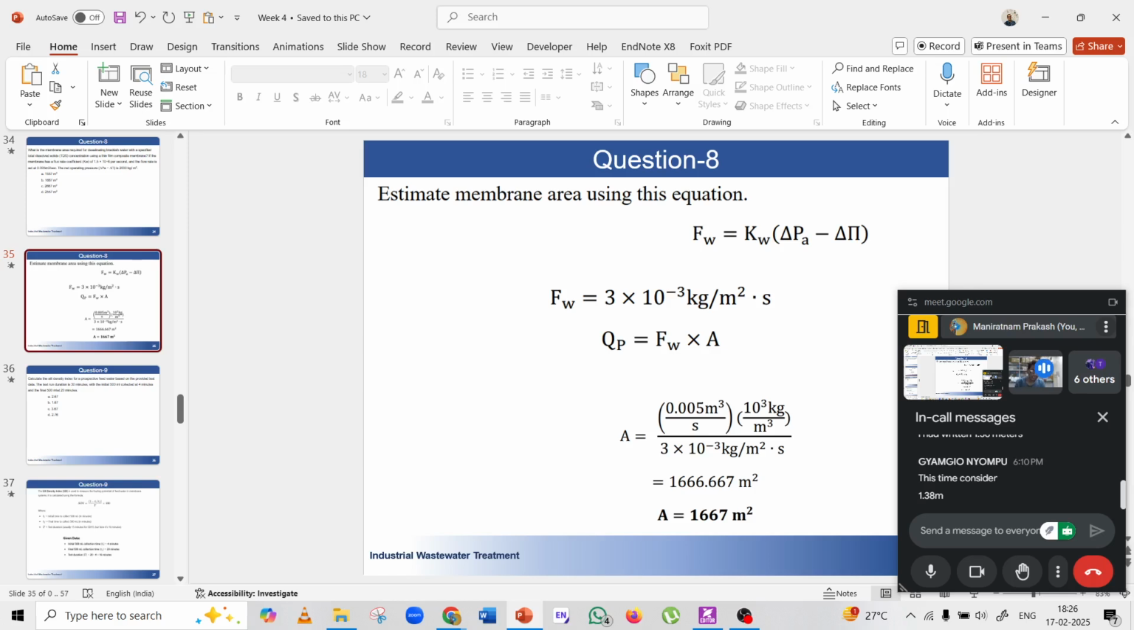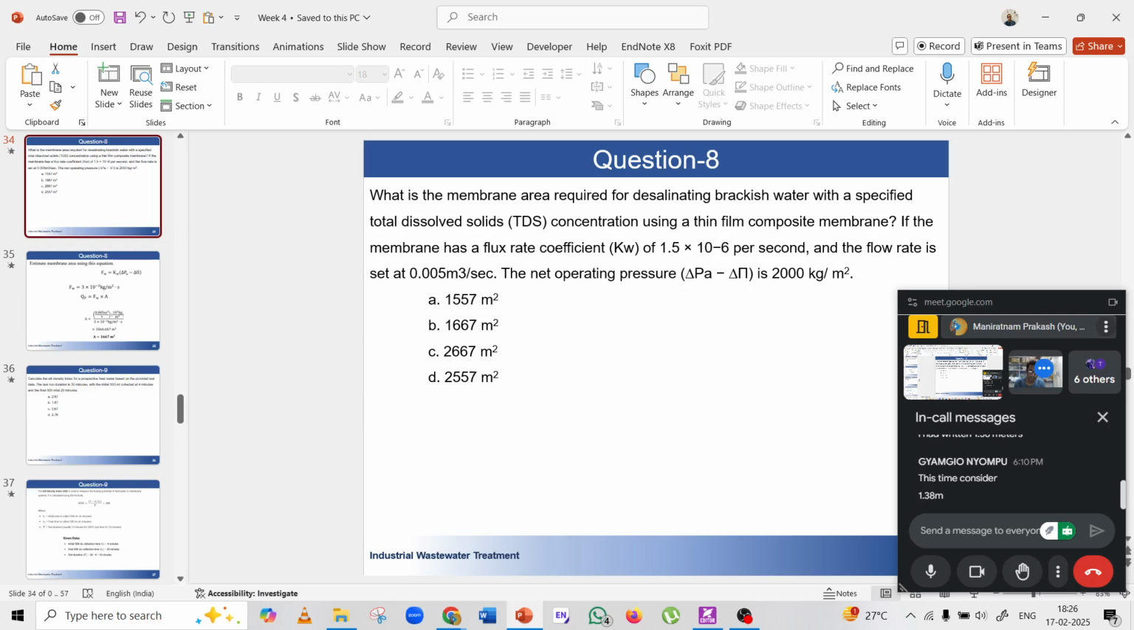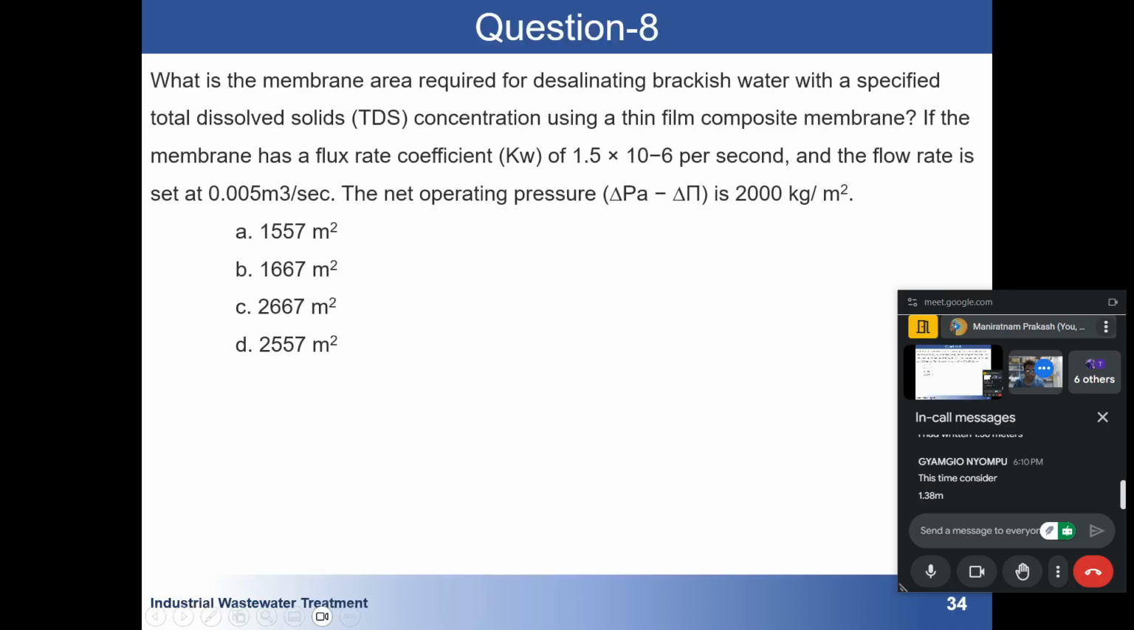See here we have to multiply. Here again the unit is given for flow. The unit is given in meter cube per second. I hope you are getting what I am saying.